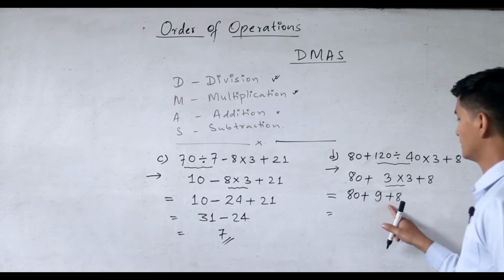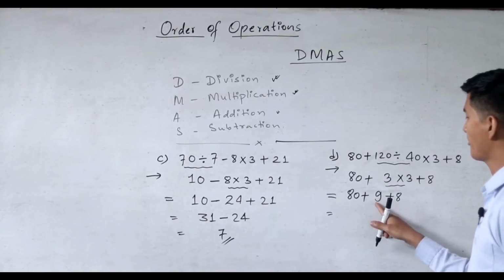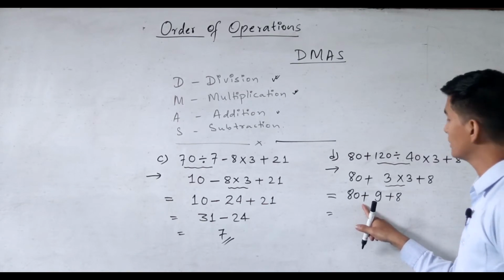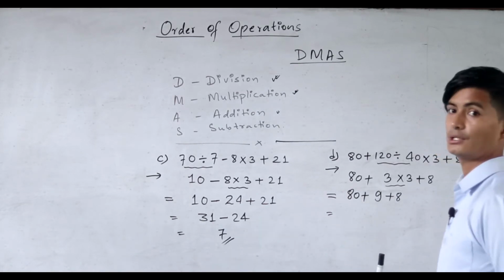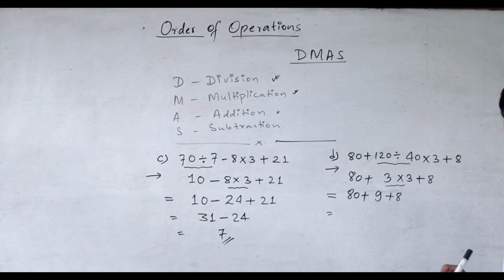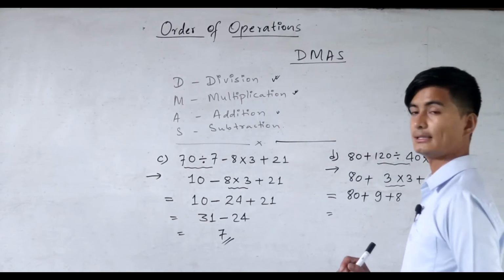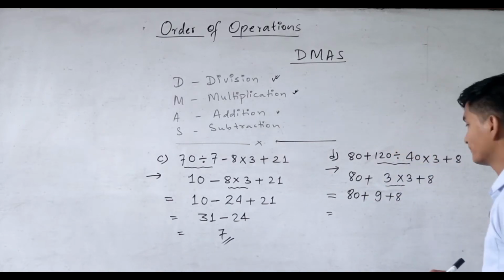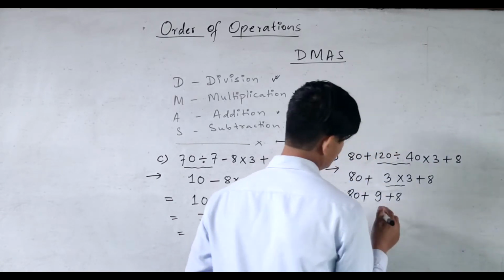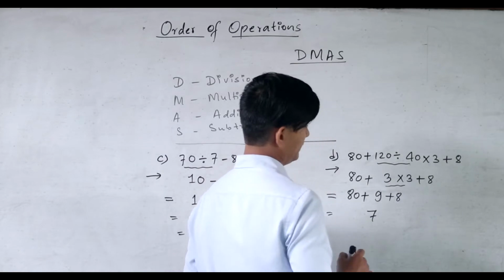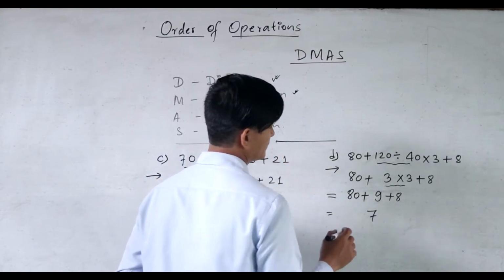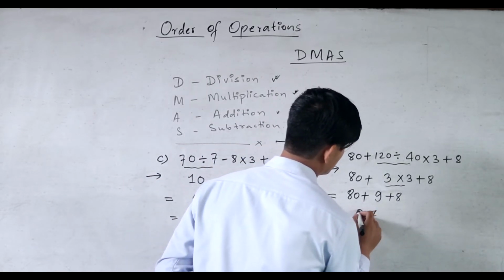8, you can see here on its left side it is plus, 9 on its left side is also plus, 80 on its left side is also plus. So we have to add all three numbers. 80 plus 9, it will be 89. 89 plus 8, it will be how much? Yes, 97.